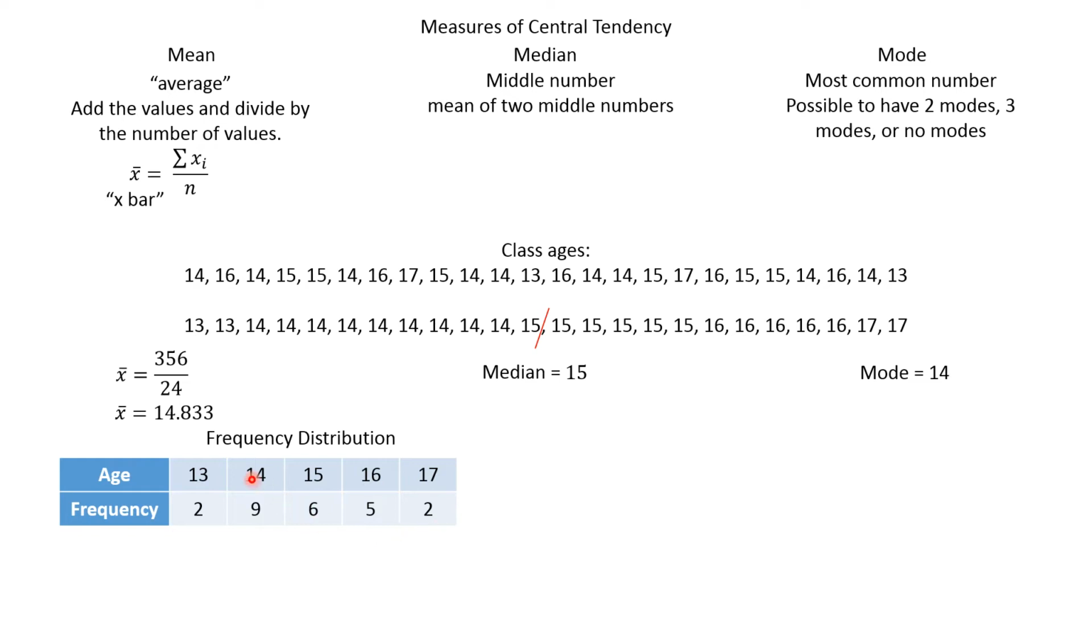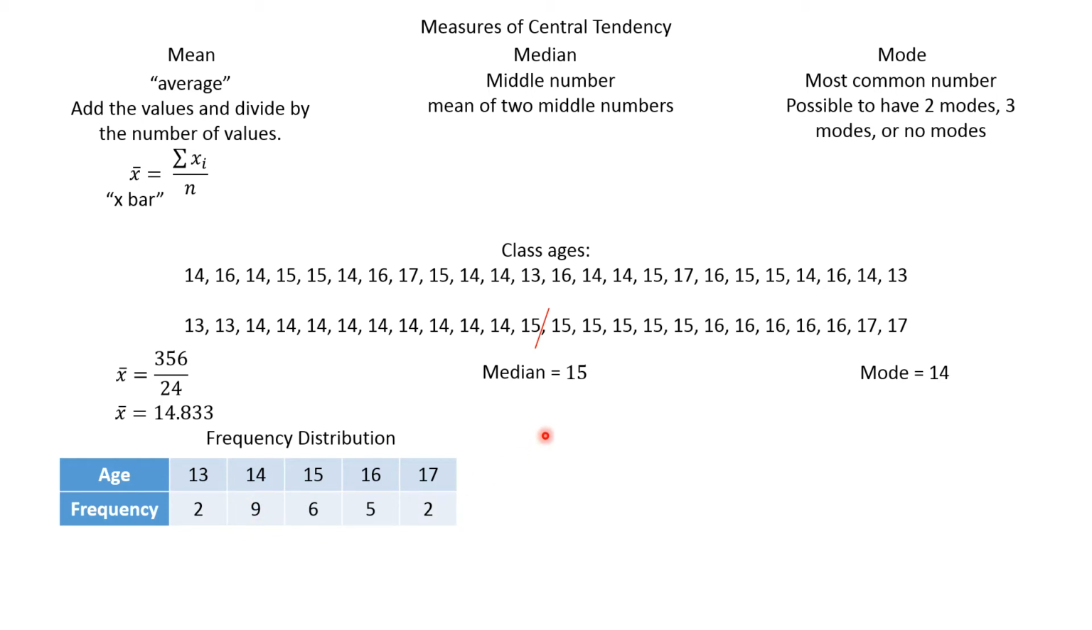So with frequency distributions, finding the mean is a lot easier. We have 2 13s. If I add them together, that's just 2 times 13. 14 times 9, 15 times 6, 16 times 5, 17 times 2. Add those numbers together to get 356. Honestly, that's what I did. I didn't type each of them in individually. So frequency distributions can be easier for that. Also much easier to find the mode. 9 is the biggest, so it's 14.